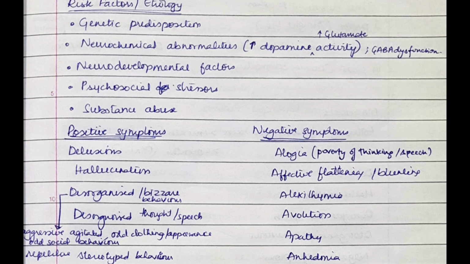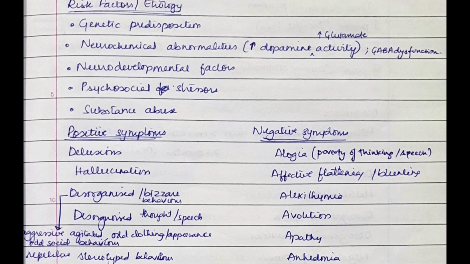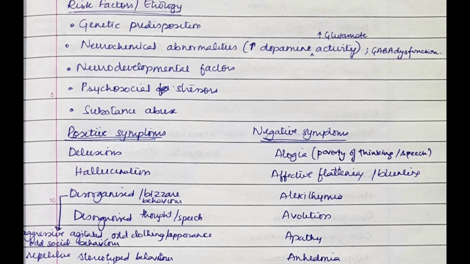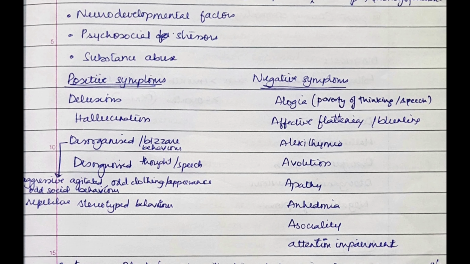Now coming to the very important point, what are the symptoms of schizophrenia? We have positive symptoms and negative symptoms. In positive symptoms, we have delusions, hallucinations, disorganized or bizarre behaviors like aggressive, agitated, odd clothing or appearance, odd social behaviors, and repetitive stereotyped behavior. Along with that, we have disorganized thought and speech. So these are the positive symptoms of schizophrenia.